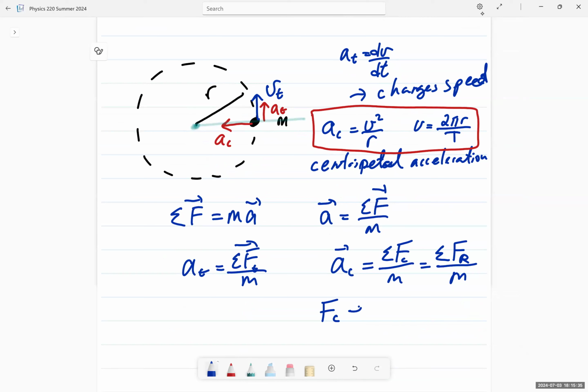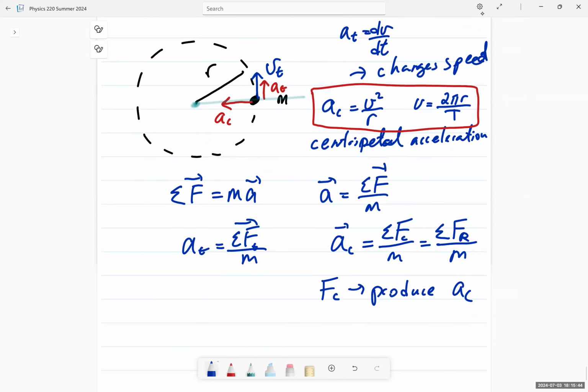Centripetal forces produce centripetal acceleration, which changes the direction. And the equation for the centripetal acceleration is then the net radial force divided by the mass, because you can have multiple radial forces contributing to give you the centripetal force.